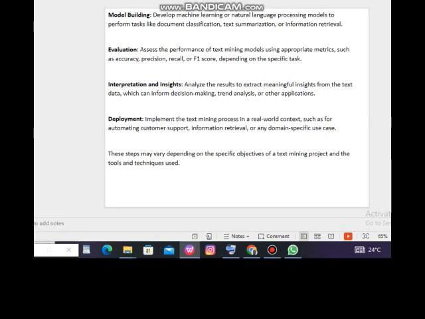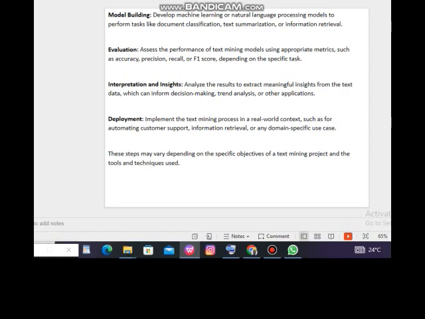Analyze the results to extract meaningful insights from the text data, which can inform decision making, trend analysis, or other applications. Deployment. Implement the text mining process in a real world context, such as for automating customer support, information retrieval, or any domain specific use case.